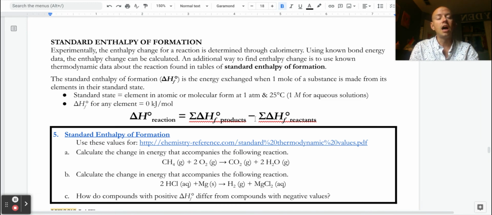This equation, unlike the bond energy equation, is given. So it's something that you will see, you will need to know how to use, and you need to make sure that we're remembering what goes where. An important difference here is this is products minus reactants.